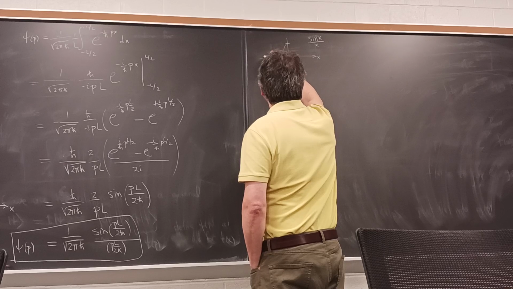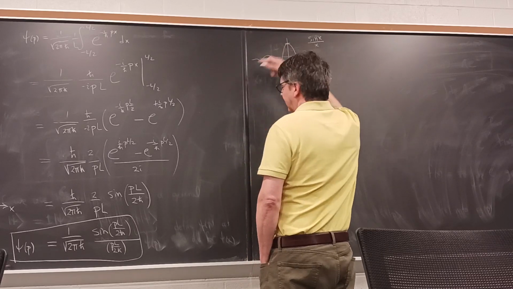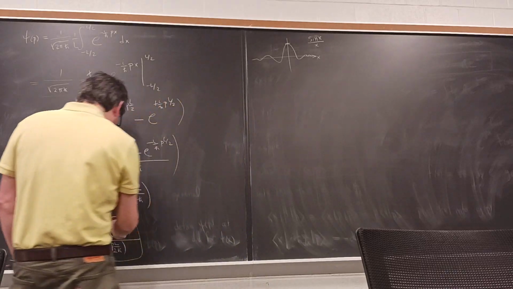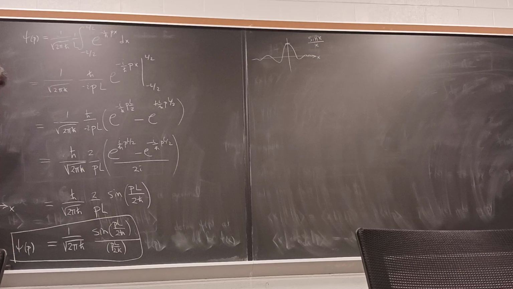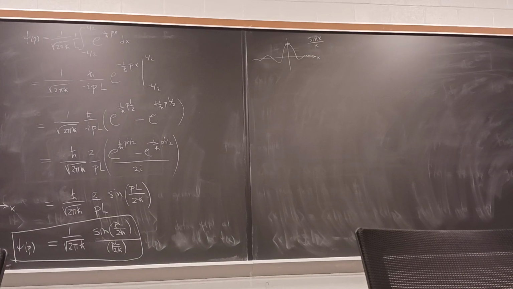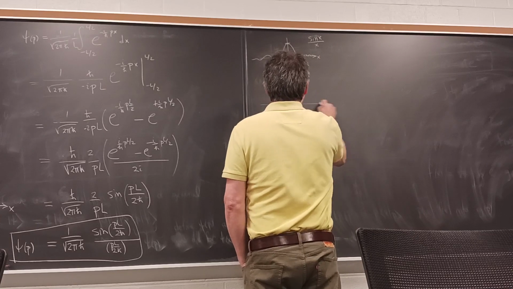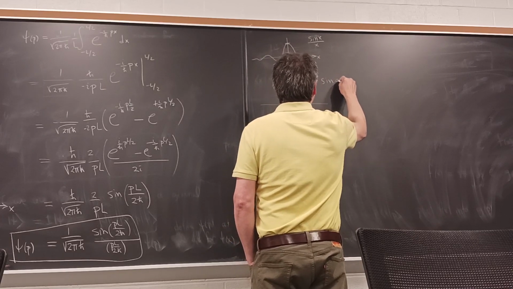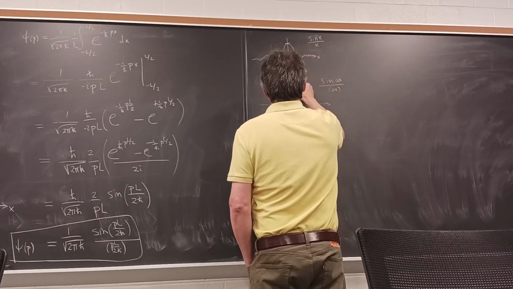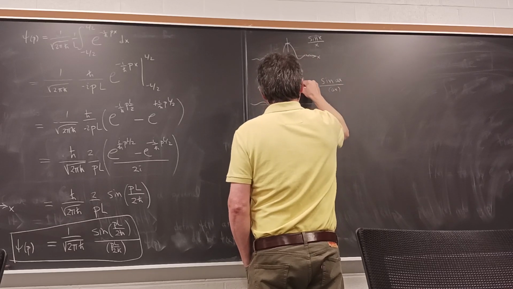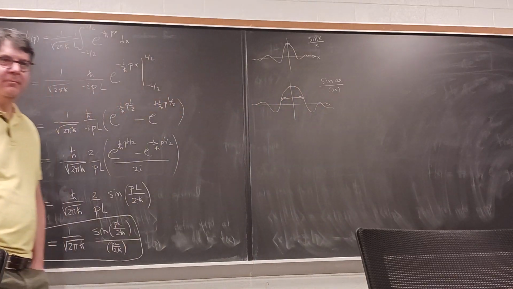And then it oscillates and it dies, but it's got a width to it. So this is p, and the width here is determined by the L over 2h bar. If you plotted sine ax over ax, the width would depend on that a.